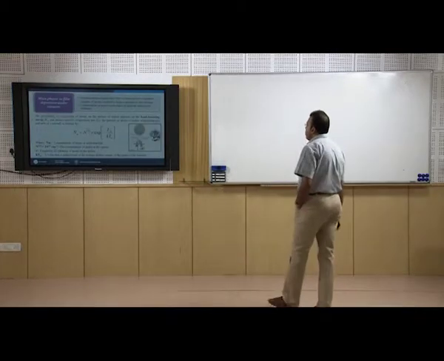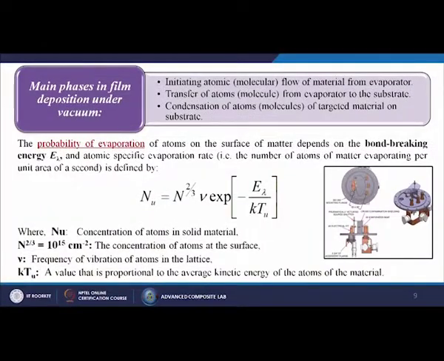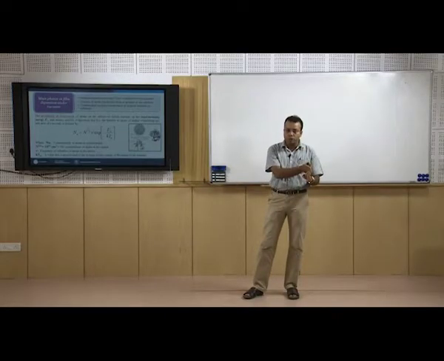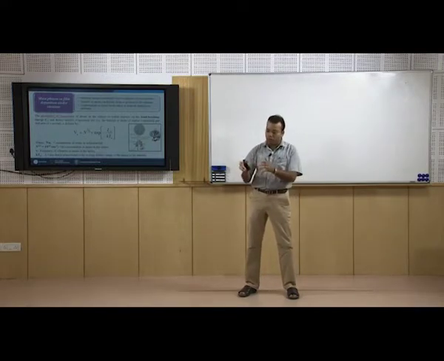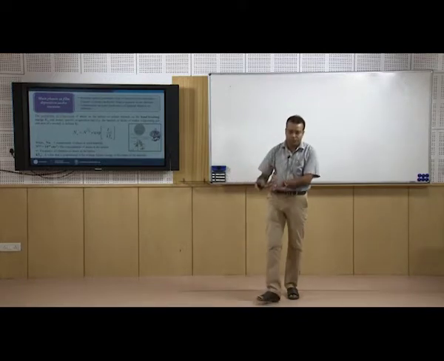The main phases in film deposition under vacuum are: initiating the atomic or molecular flow of material from the evaporator, transfer of atoms or molecules from the evaporator to the substrate, and condensation of atoms of the target material on the substrate. So, here are the three. First you have to generate the molecules, second you have to take those molecules from target to substrate, and third is the deposition of these molecules onto the substrate surface.